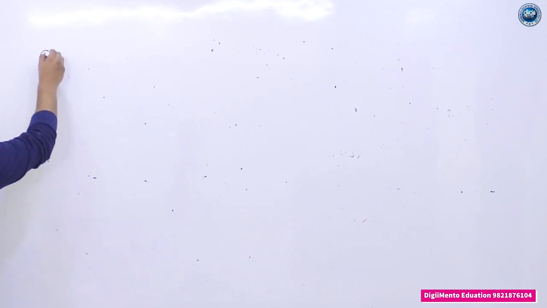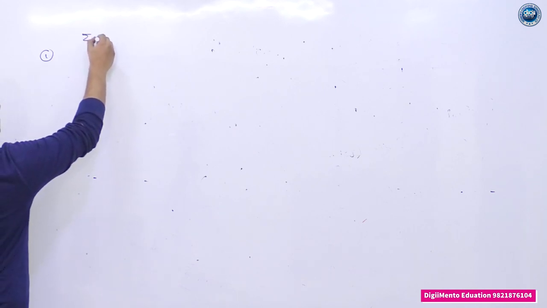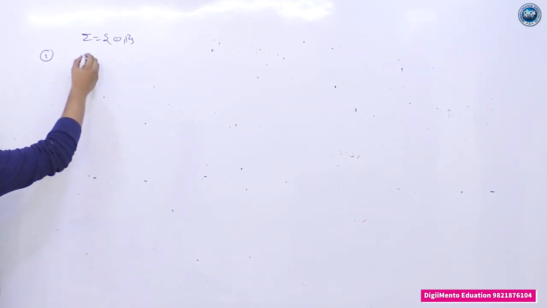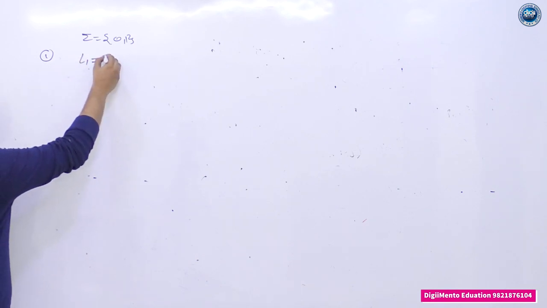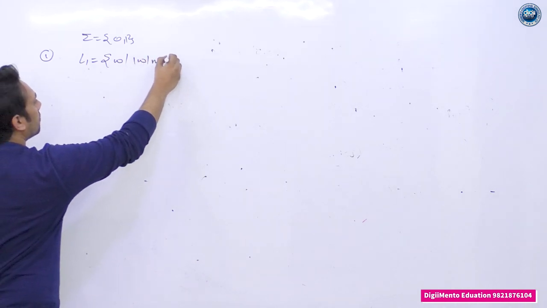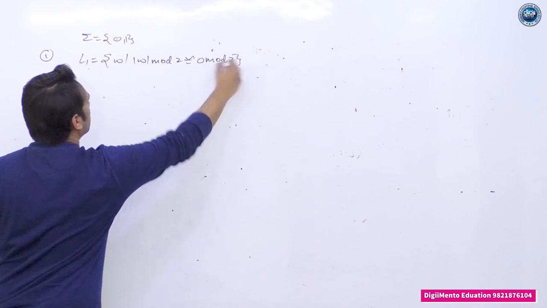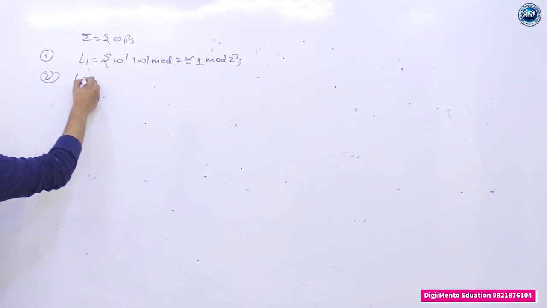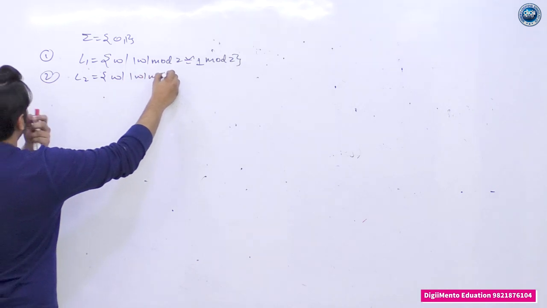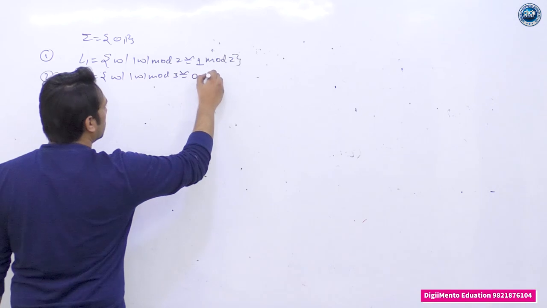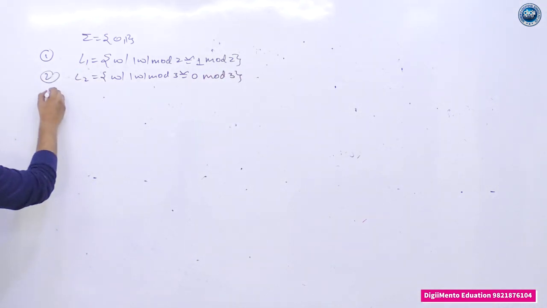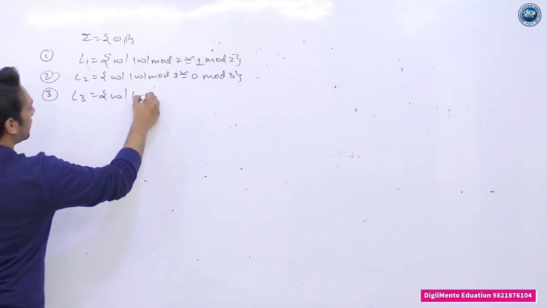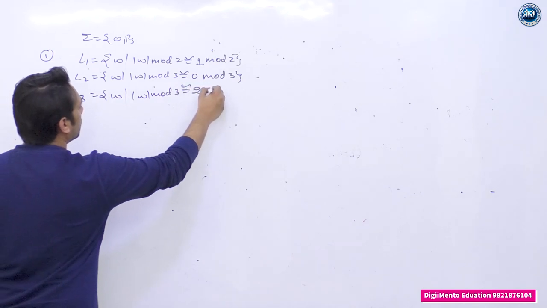So let me write a few problems here. The first problem is, all of these problems are over the alphabet sigma equal to 0, 1. I'm taking two symbols here, which are 0 and 1. Now the first problem says that language L1 is equal to W such that length of W mod 2 is congruent to 1 mod 2. Second is L2, equal to W such that length of W mod 3 is congruent to 0 mod 3. Then the third one is L3, equal to W such that length of W mod 3 is congruent to 2 mod 3.